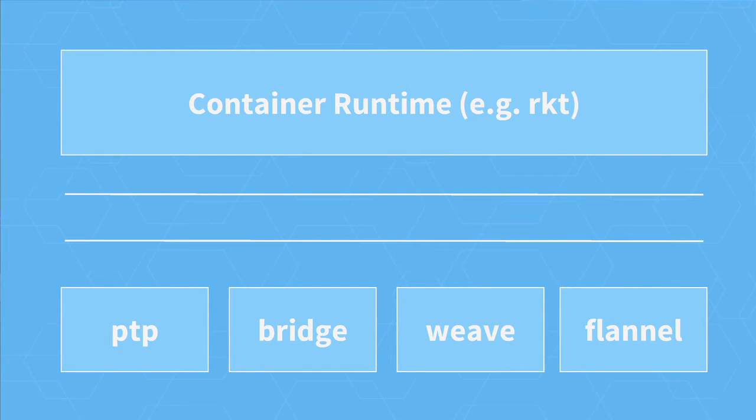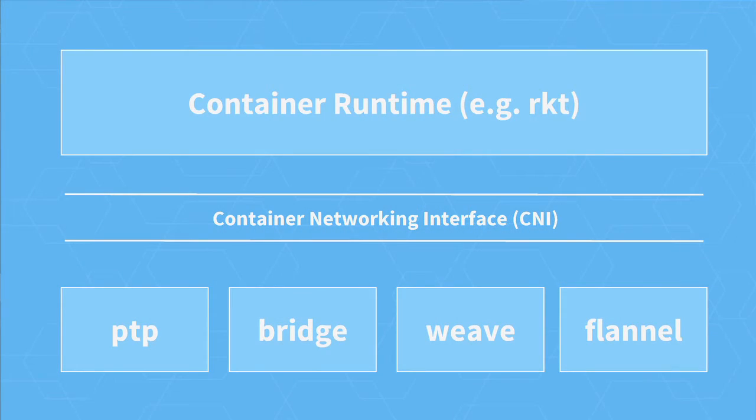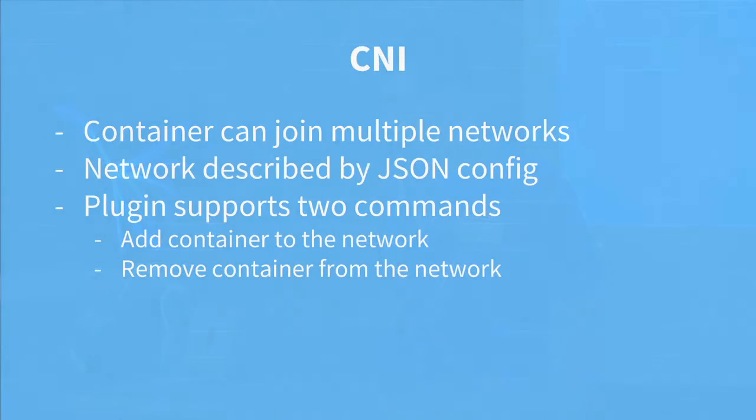These are the things at the bottom: some point-to-point, maybe via bridge, Weave, as demonstrated by Ilya, Flannel. But if you're going to have all these plugins and a container runtime, we need something in the middle. We need an interface. That interface is what we call the Container Networking Interface, or CNI. So CNI is our proposal to provide a common ground for the containers and the networking plugins over which they can communicate.